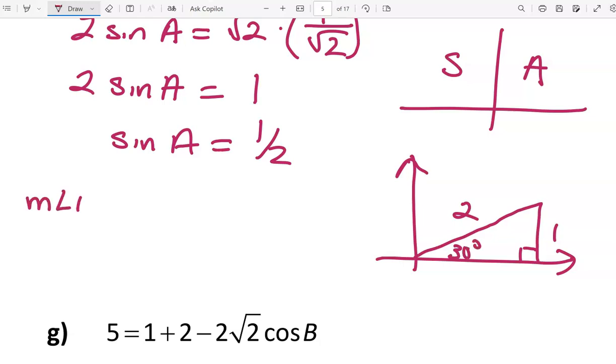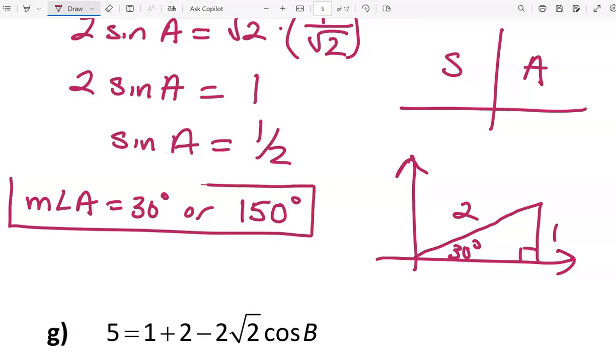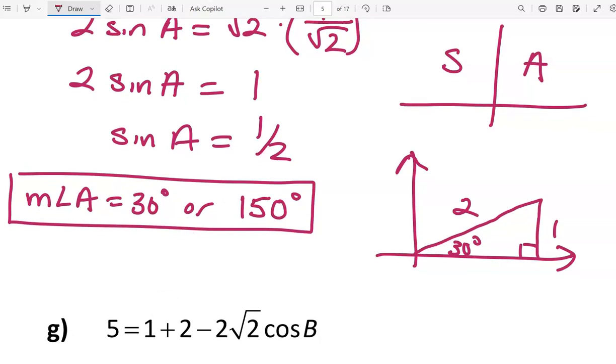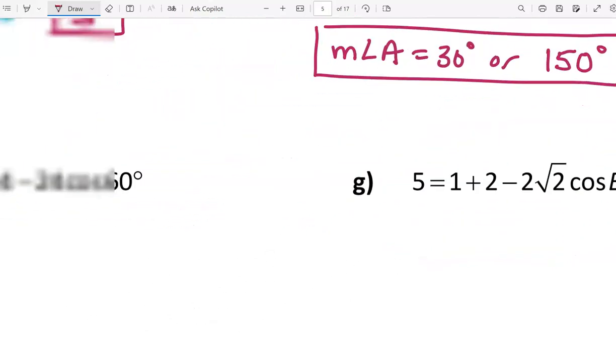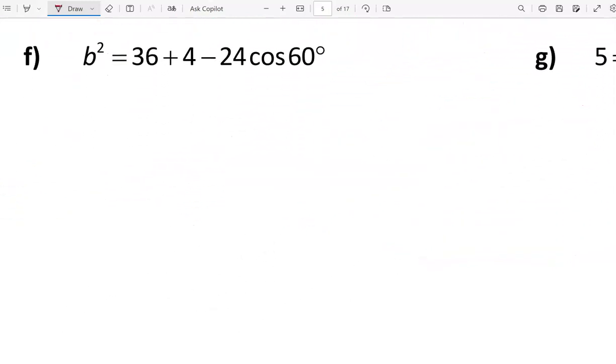So the measure of angle A is 30 degrees, or, and if you remember our technique for finding the second quadrant solution, if we already know the first one, is that they are supplements to one another. So the other solution is sine of 150 is equal to 1/2, or 150 degrees is another possible angle measure there. All right, let's try another couple.